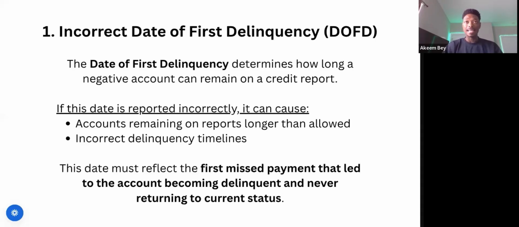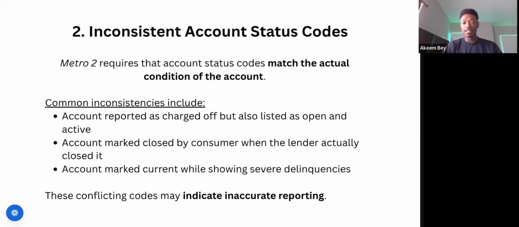Typically, if you pay a collection, that date resets. So this is why you don't want to necessarily pay a collection, but you want to challenge it first. Then if we could do a pay for delete or something like that, then we can go that route as well. The second thing is inconsistent account status codes. So Metro 2 requires that account status codes match the actual condition of the account, right? Some common inconsistencies include accounts reported as charged off, but also listed as open and active, an account marked closed by the consumer when the lender actually closed it, and an account marked current while showing severe delinquencies. And these conflicting codes may indicate inaccurate reporting.